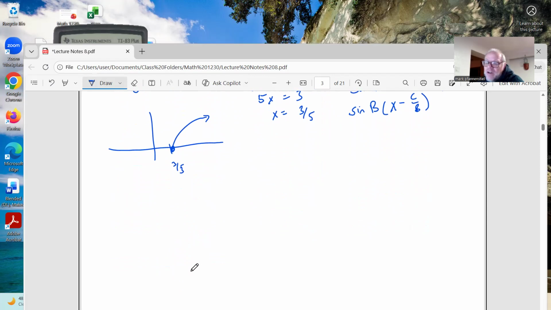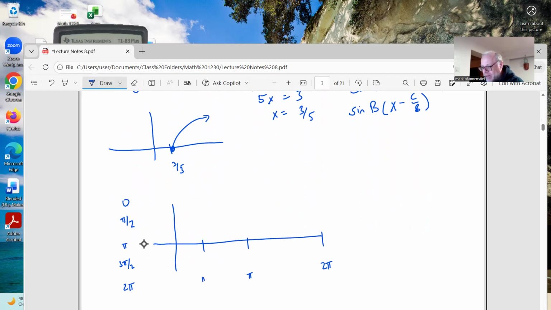Okay, and it's all going to hinge on the fact that we had these anchor points from the last lesson. Remember our anchor points are 0, pi over 2, pi, 3 pi over 2, and 2 pi. Because when I go to graph my function, we're going to say, okay, there's my 2 pi, and then halfway through, that's my pi. Halfway through, that's pi over 2. Halfway between pi and 2 pi was 3 pi over 2.